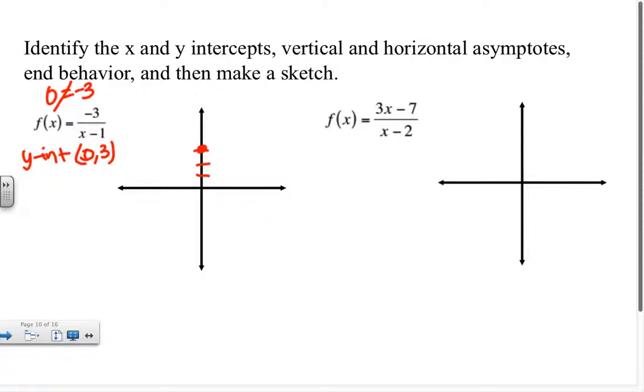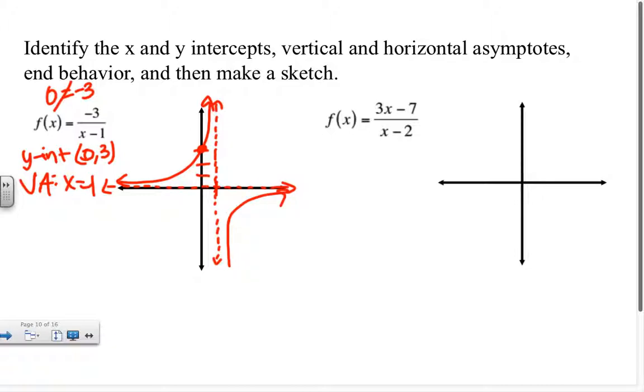My vertical asymptote would be at x equals 1. And for the horizontal asymptote, this is a bottom-heavy graph, so it has a horizontal asymptote at y equals 0. And then I can graph from there. So the negative 3 is going to, as we can see with the y-intercept, make it reflected over the x-axis, so it'll be down here as well.